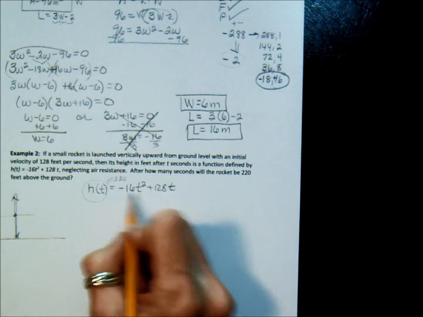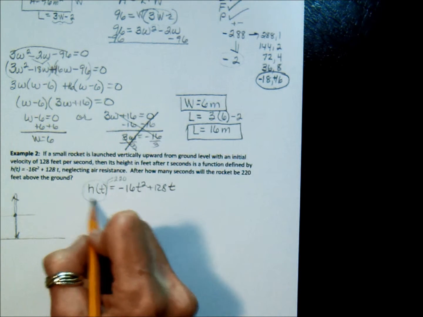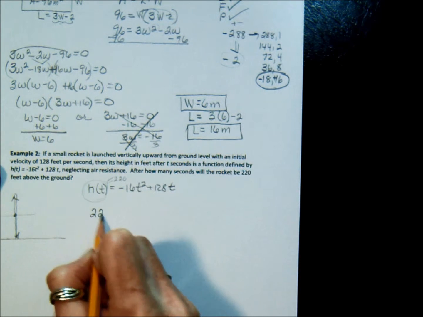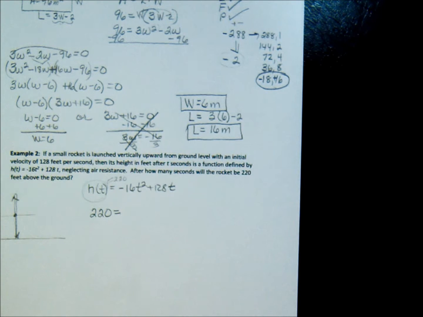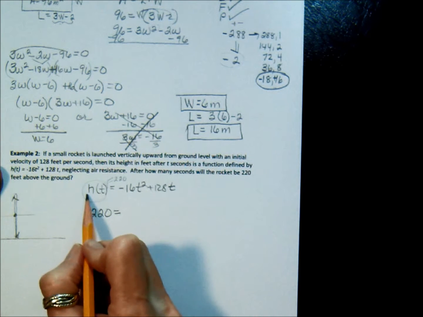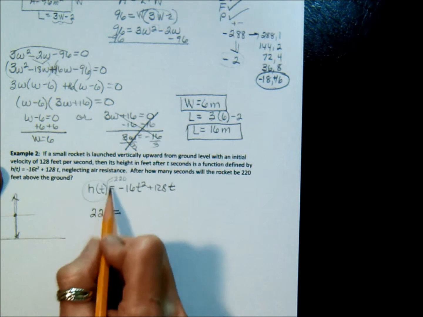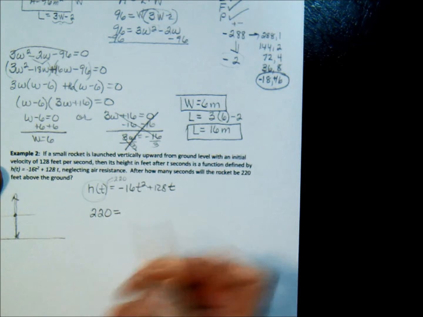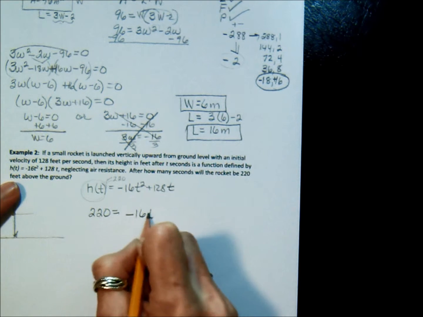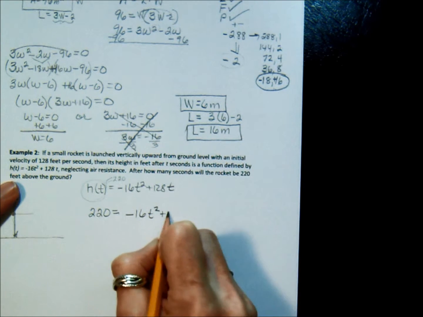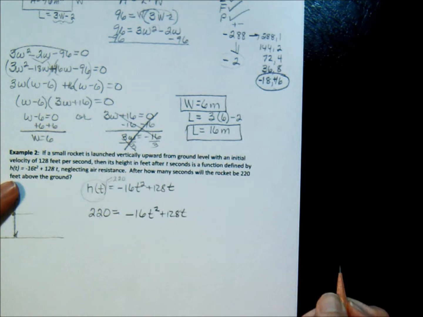So I take this equation, h of t stands for height, I take that all out and replace it with 220. It's not 220 times t, it's just 220. Remember, this is just an announcement that, hey, we're solving for height. So we take that out and put 220. Negative 16t squared plus 128t.